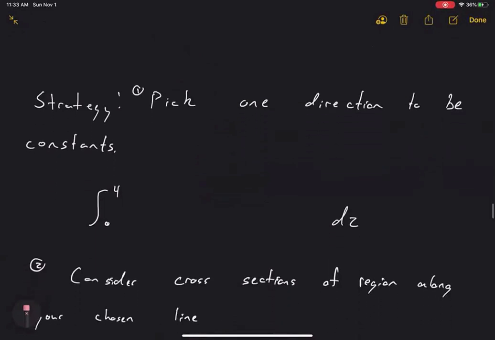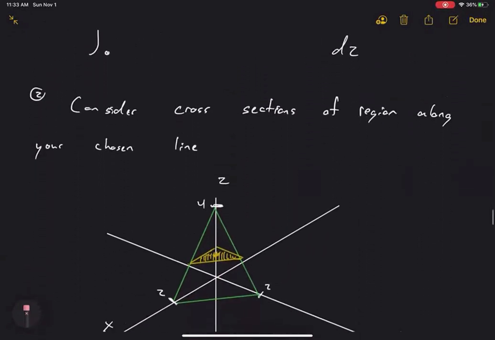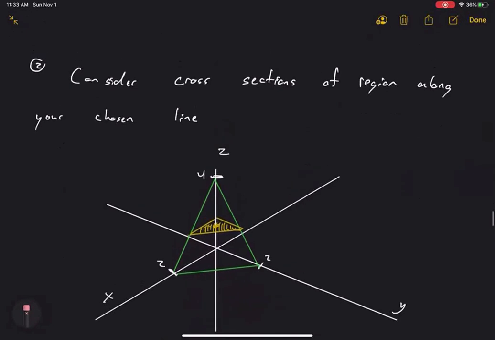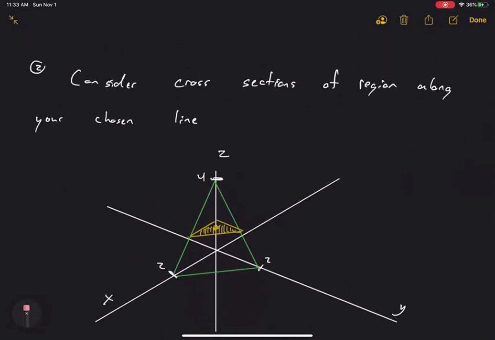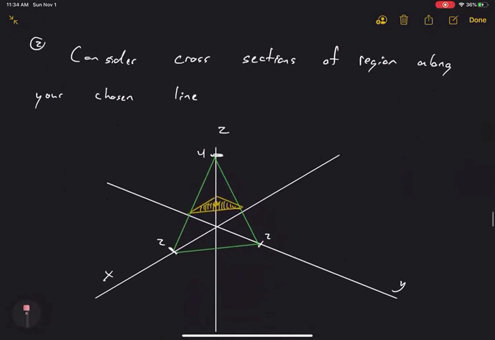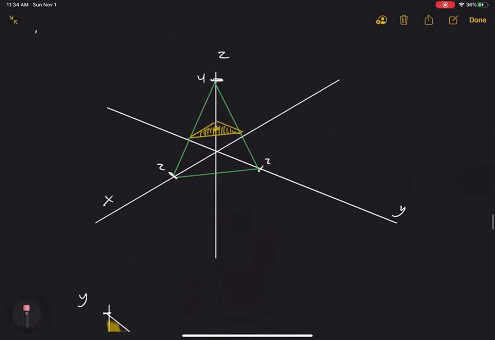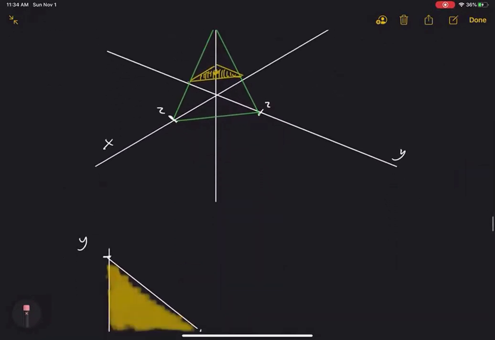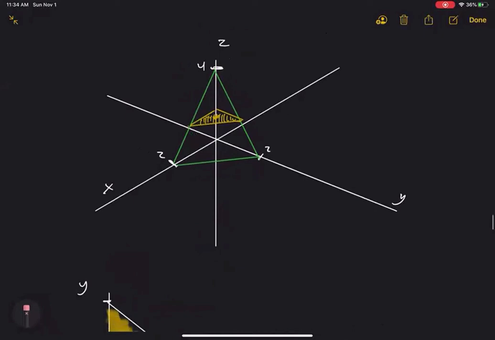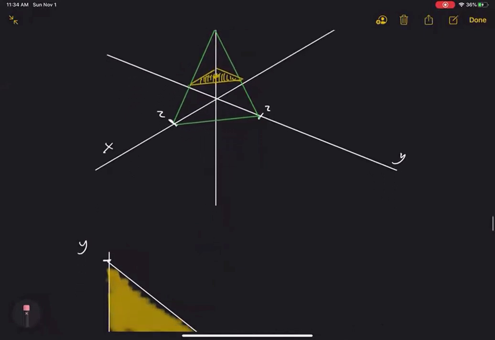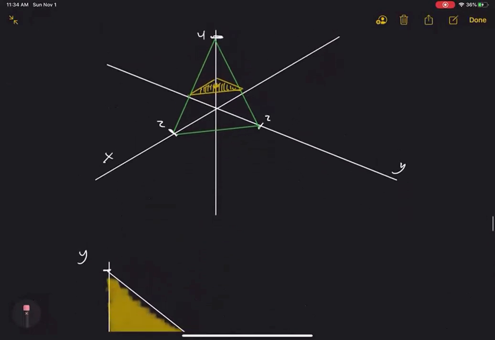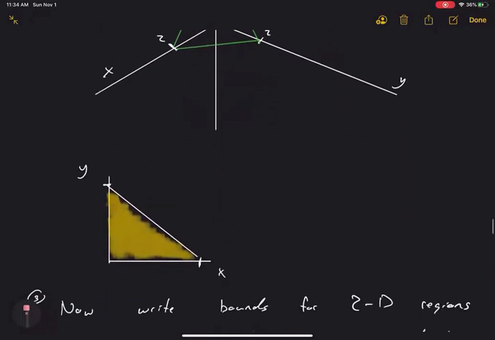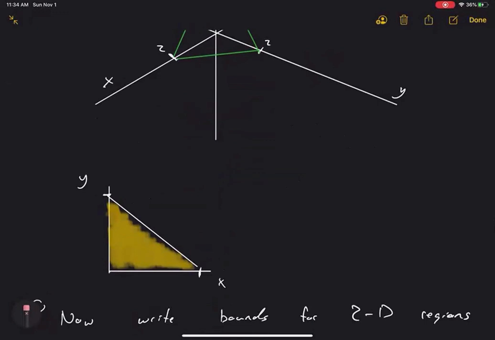Step 2, let's take a cross section anywhere along our region, and consider that cross section. I'm going to take this yellow cross section of my region and lay it flat on the page, so to speak. This yellow triangle is 2-dimensional, and really it's in terms of x and y. If I lay it flat on the page, it's just in a kind of XY plane.